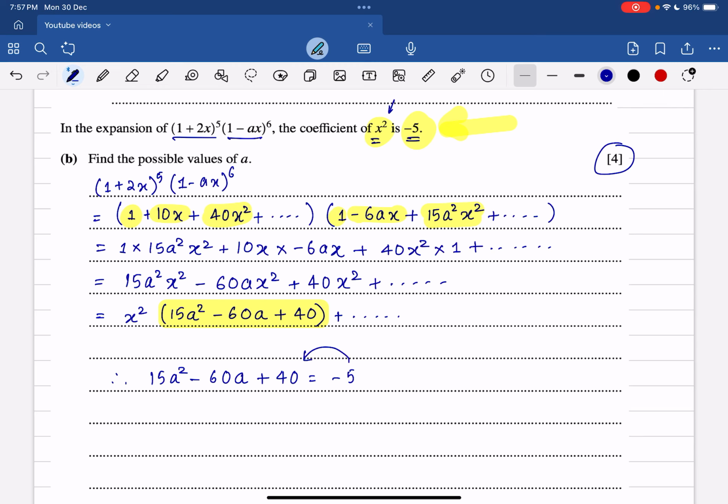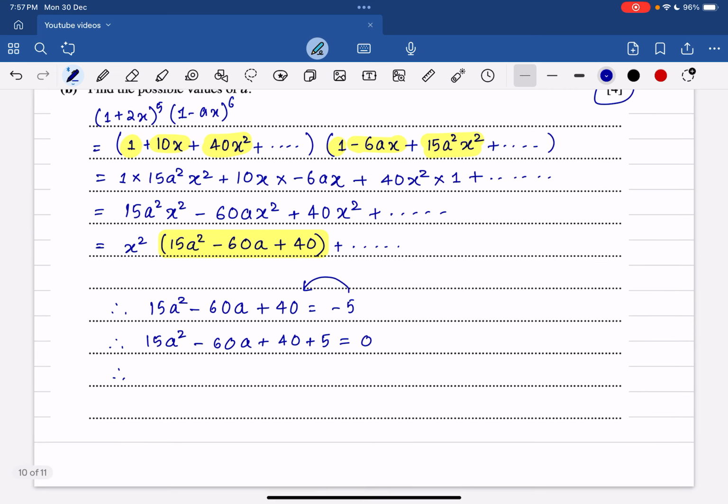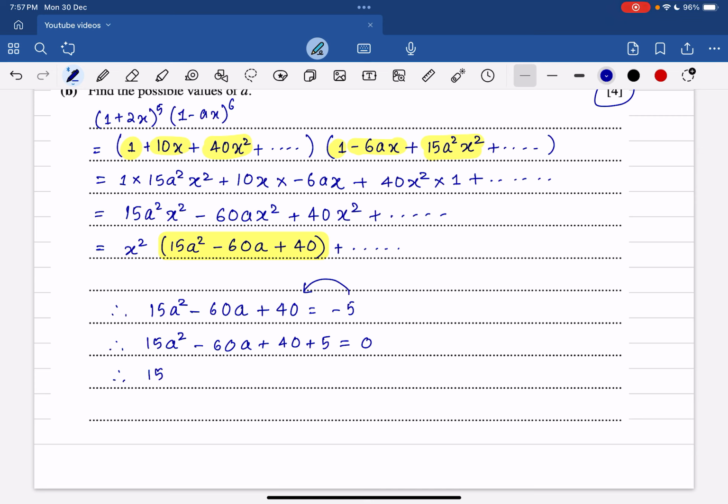If I take the -5 over here, this will become a quadratic in a rather. That gives me 40 plus 5 equals 0, which makes it 15a squared minus 60a plus 45 equals 0. Now if you observe, all the terms are divisible by 15, so I am going to divide by 15 throughout, which will make it a squared minus 4a plus 3 equals 0.